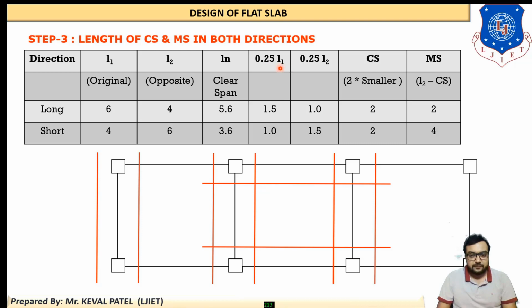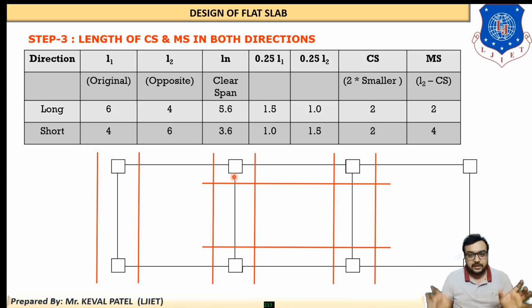What is the value of L1? The value of L1 is 6 meters. So 6 into 0.25 is equal to 1.5. Similarly, 4 into 0.25 is equal to 1. Students, what is the smaller value from 1.5 and 1? The smaller value is 1. So the column strip is 2 into the smaller value, because the column strip is generated on both sides of the slab: 1 meter on the left side and 1 meter on the right side.